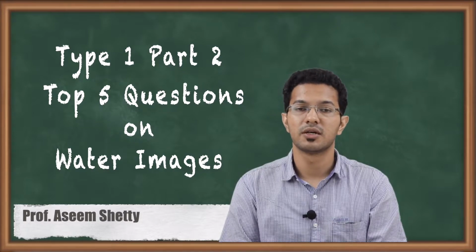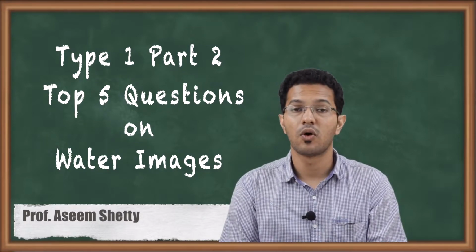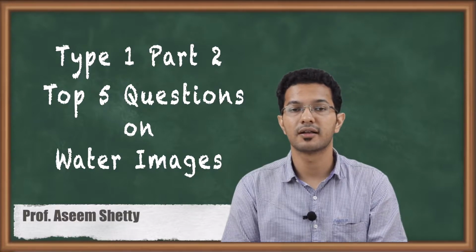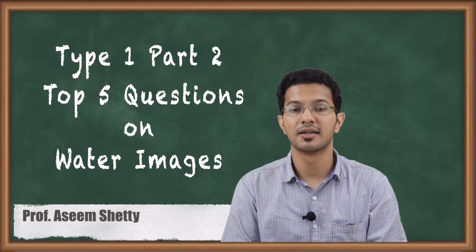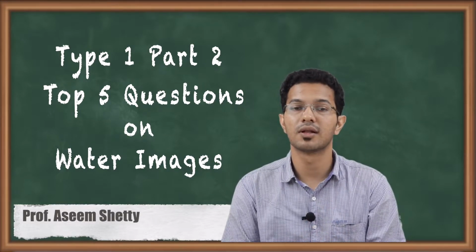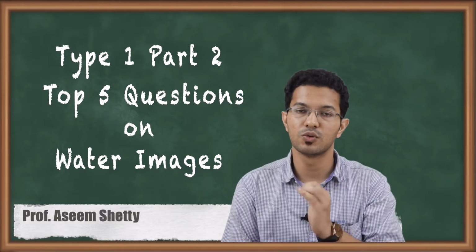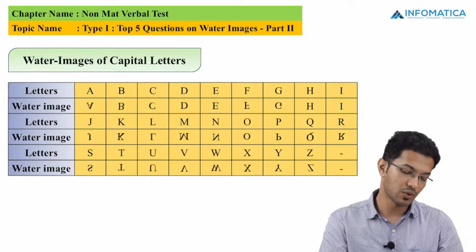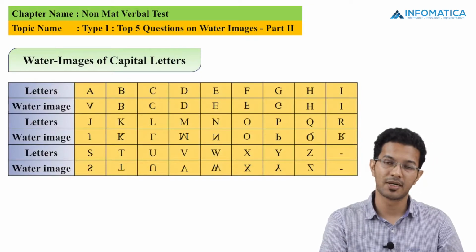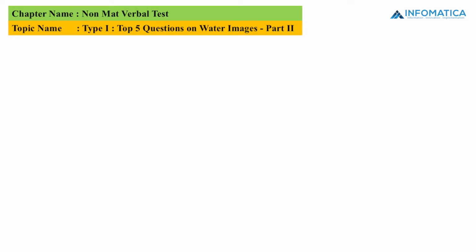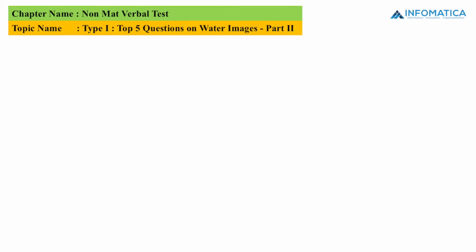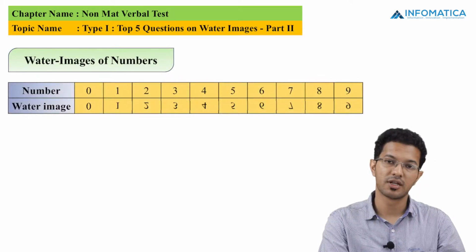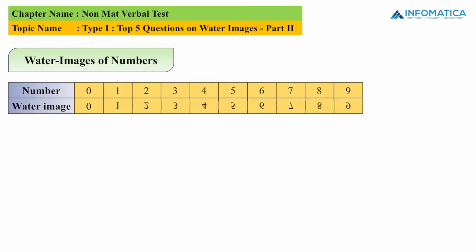Before beginning with the MCQ, let us take a screenshot of all the 3 images which we have already taken in the first video. The first one will be for the capital letters, then it will be for the small letters, and the third one will be for the numbers from 0 to 9. So students, as I'm showing you, it is nothing but the water images of capital letters. So please take a screenshot of this. Next one is the water images of small letters from A to Z, of course. And the third one is the water images of numbers from 0 to 9.